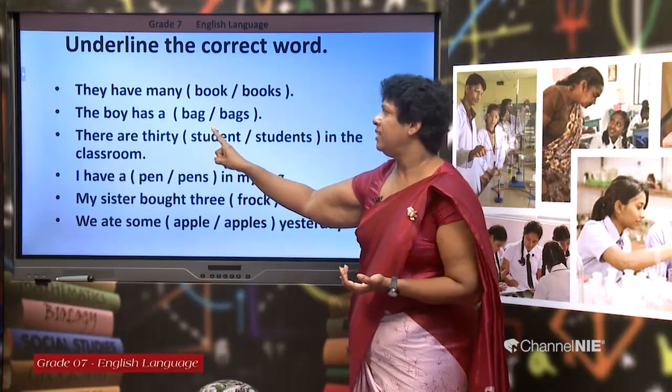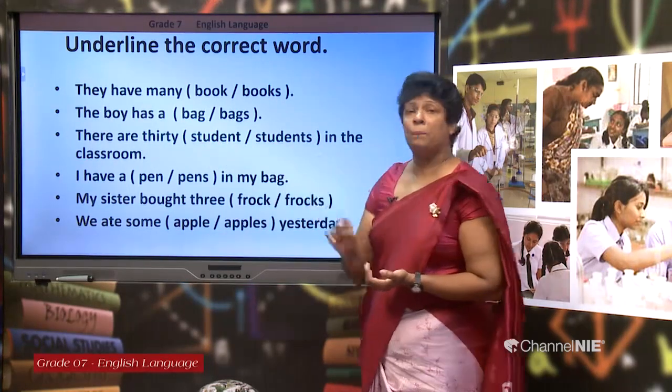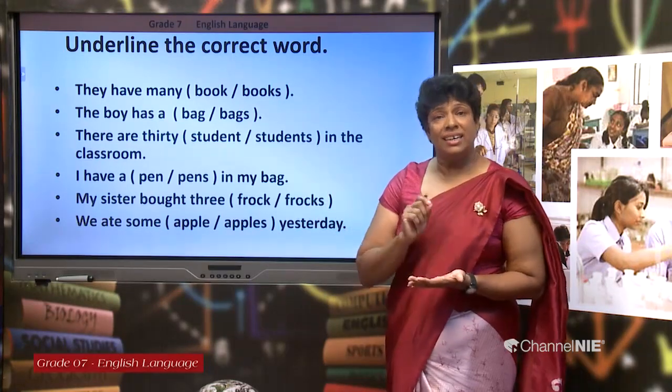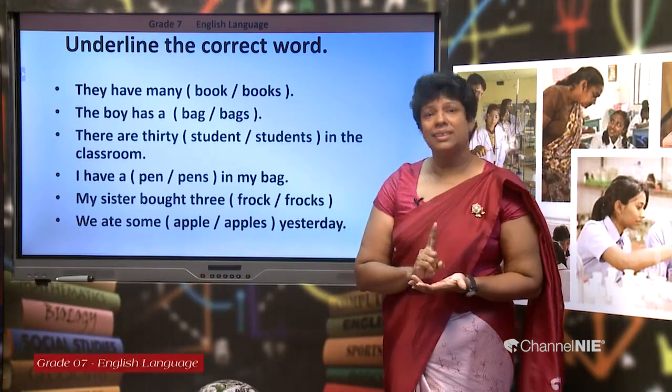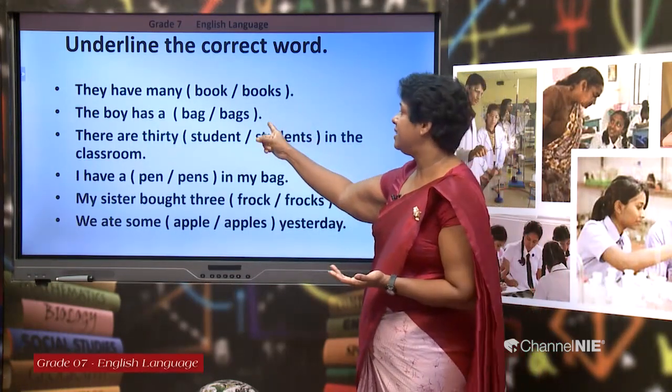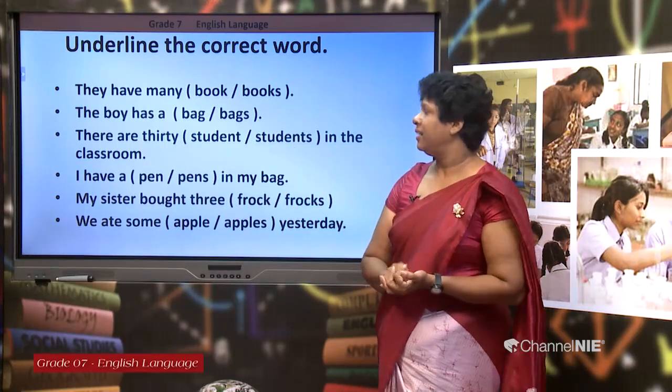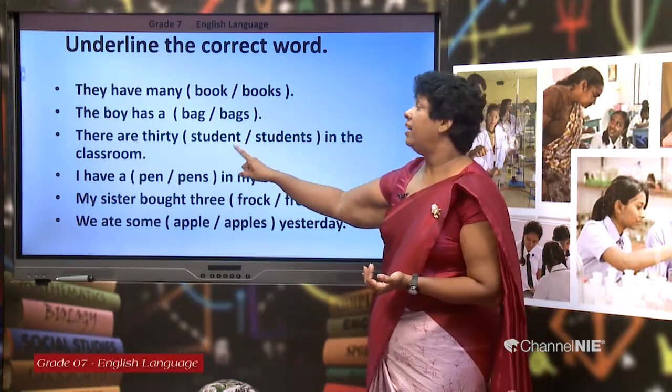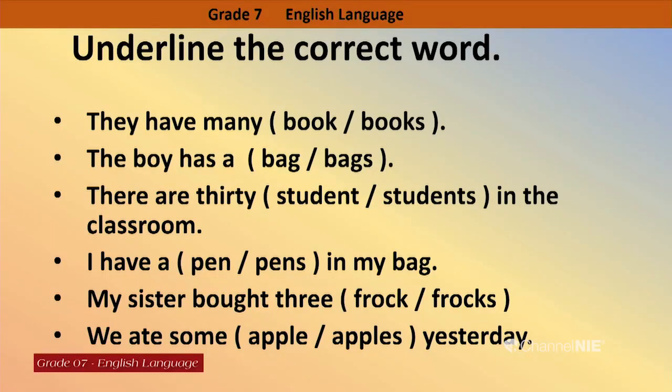Look at the second one. The boy has a. There is the word a, the determiner. A goes with only one. Now you can choose the correct answer for the second one. Look at the third. There are 30. It's a lot. Not one, but 30. Therefore, you know what to choose from student, students.